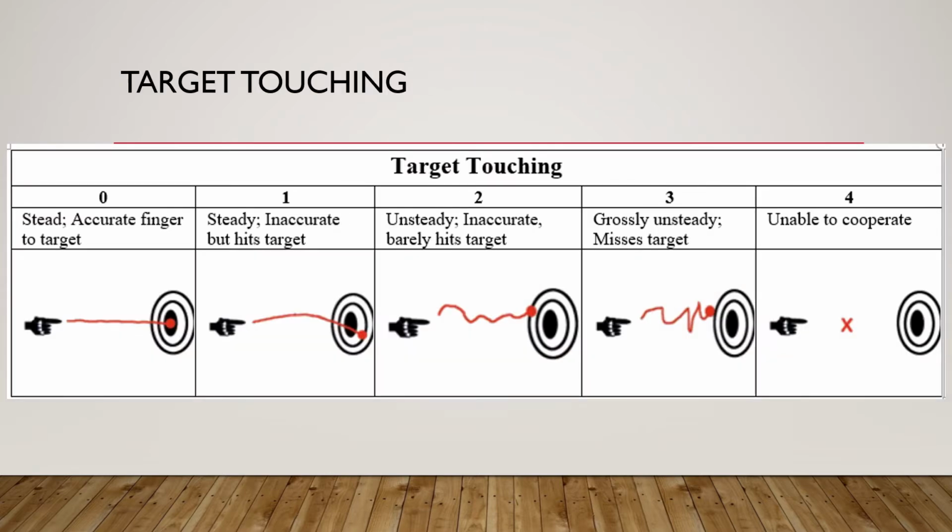When assessing target touching, you will have the patient touch the tip of your finger with the tip of their finger. A normal patient will be able to do this in a single, steady movement.